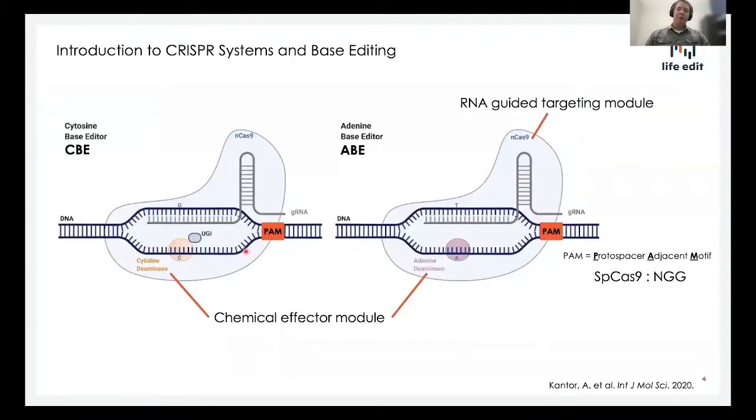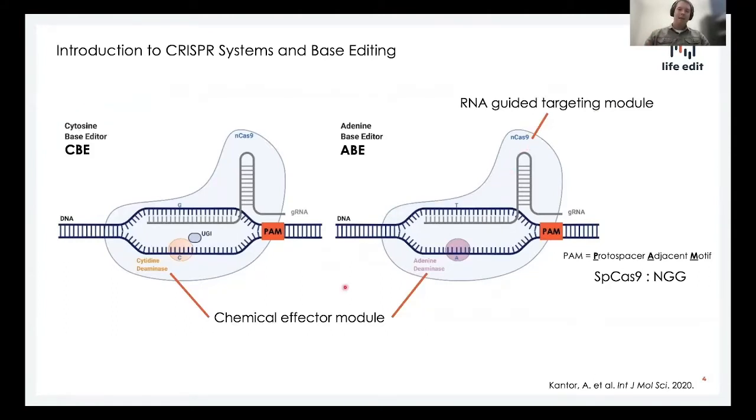So during my talk today, I'm going to be discussing a lot about base editing. So I thought I'd give a brief introduction about base editing in general. The most commonly used base editors come in 2 flavors: cytosine base editors and adenine base editors. And in both cases, these systems are composed of a partially catalytically inactivated RNA-guided DNA nuclease, typically SpCas9. This nuclease functions as an RNA-guided targeting module that allows the base editor to target a specific region of the genome.